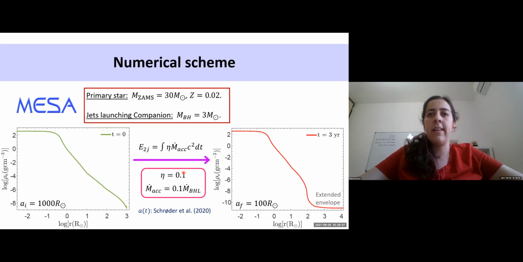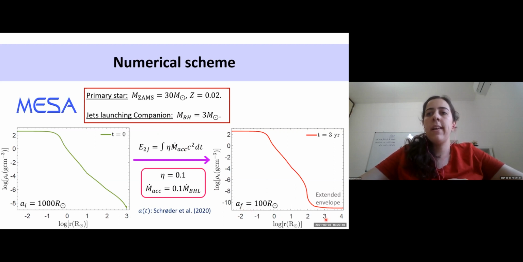So we deposit the jet's energy using an efficiency parameter of 0.1 and assuming a mass accretion rate which is about 10% of the Bondi-Lyttleton mass accretion rate. We take the orbital separation between the black hole and the core of the red supergiant at any time from the simulations of Schroeder et al. in 2020. We conduct hydrodynamical simulations of such systems with these masses, and we follow the spiraling in of the black hole until it reaches an orbital separation of 100 solar radii after 3 years.